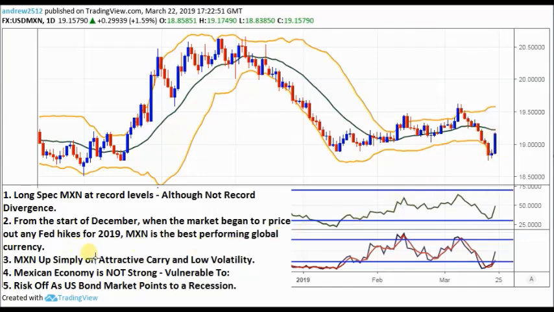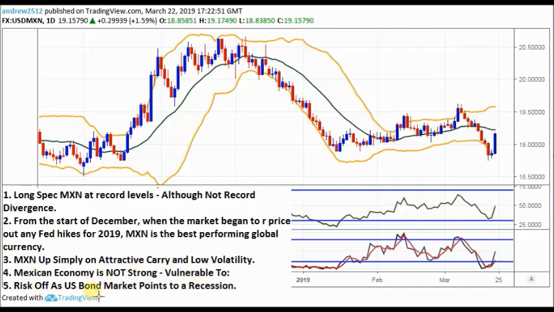Okay. Now, that is the only reason the MXN is strong. It's got nothing to do with the Mexican economy being strong. It's not strong. I'm not going to go through all the fundamentals of Mexico here, but just say the economy is not strong. So it's only the carry trade and low volatility that has kept the MXN strong. It's now vulnerable to risk off.